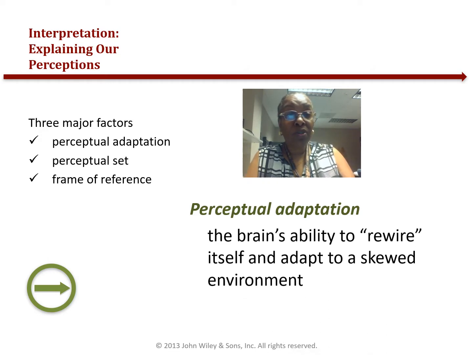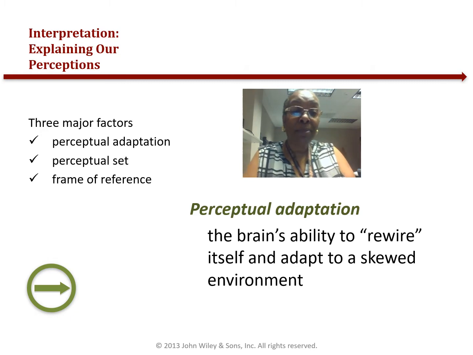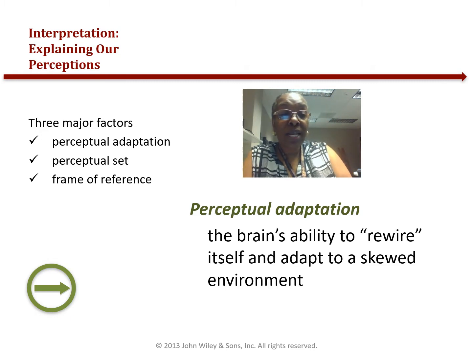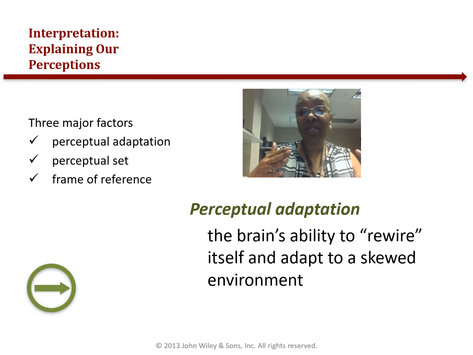So we want to make sure that we understand the three major factors: perceptual adaptation, perceptual set, and frame of reference. When we talk about perceptual adaptation, this is our brain's ability to take time to rewire itself and adapt to any type of chaos or skewed environment.